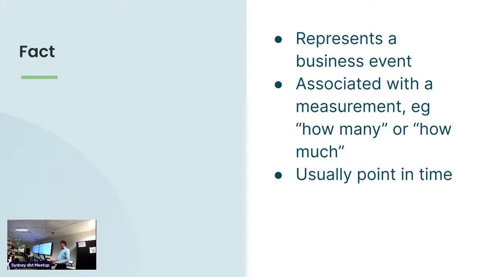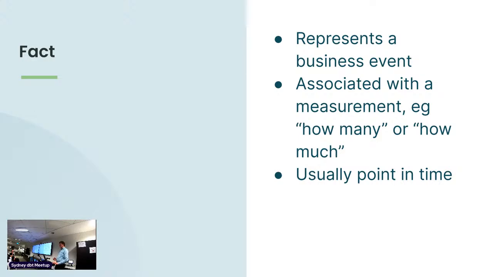So in the case of visiting a web page, the count of that is just one. And if you're making a purchase, you have a dollar amount. If you're making an appointment with a doctor, you probably have a duration. You probably have a dollar amount as well.